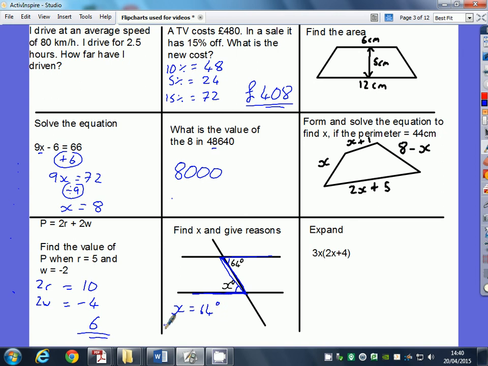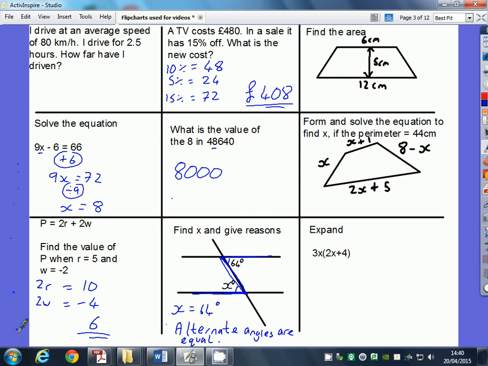Now, we need to remember what the correct name for a z angle is. Well done for all of you who remembered that alternate angles are equal. So z angles are alternate angles and alternate angles are equal.